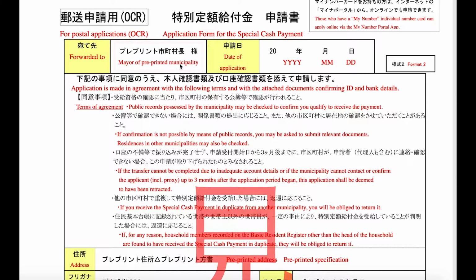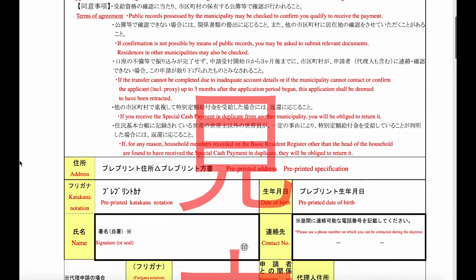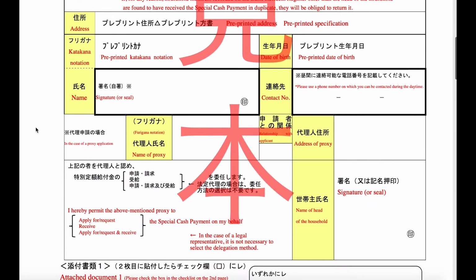We've got here pre-printed already the name of the municipality to which we are applying. The date of the application isn't pre-printed. You need to fill that in yourself, the year, the month, and the date. And then we can just scroll down. Check your address. This will be pre-printed. Check that it's correct. Below your address is going to be your name.